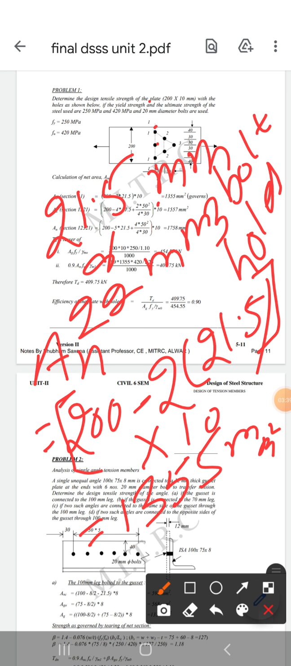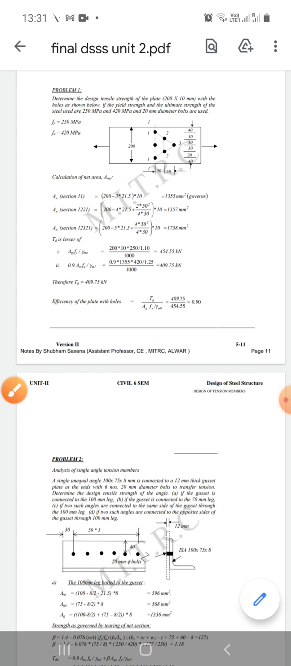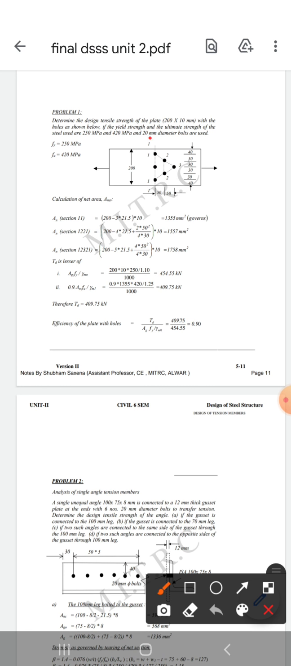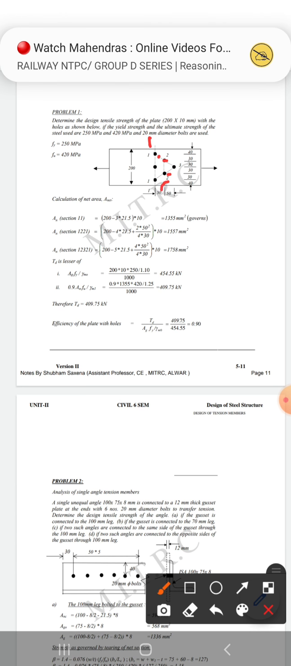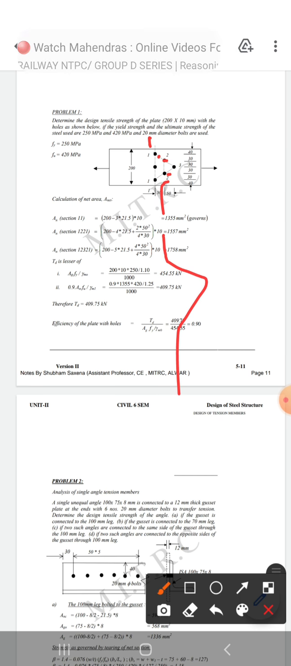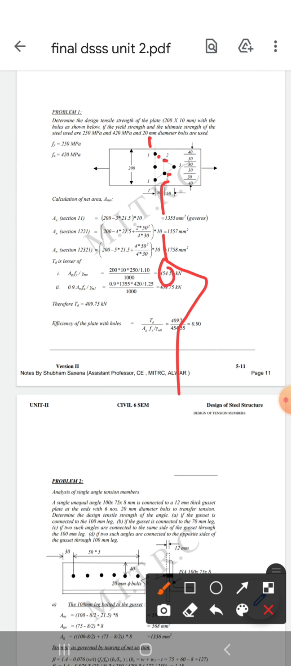In the second case, the critical section is 1 1 1 2 2 1. That means this is the critical case. Here one bolt hole, here one bolt, here one bolt and here one bolt, and it goes down. So there are total 4 bolt holes, and 1 staggered pitch is here and 1 staggered pitch is here. There are 2 staggered pitches and the gauge distance is 30.